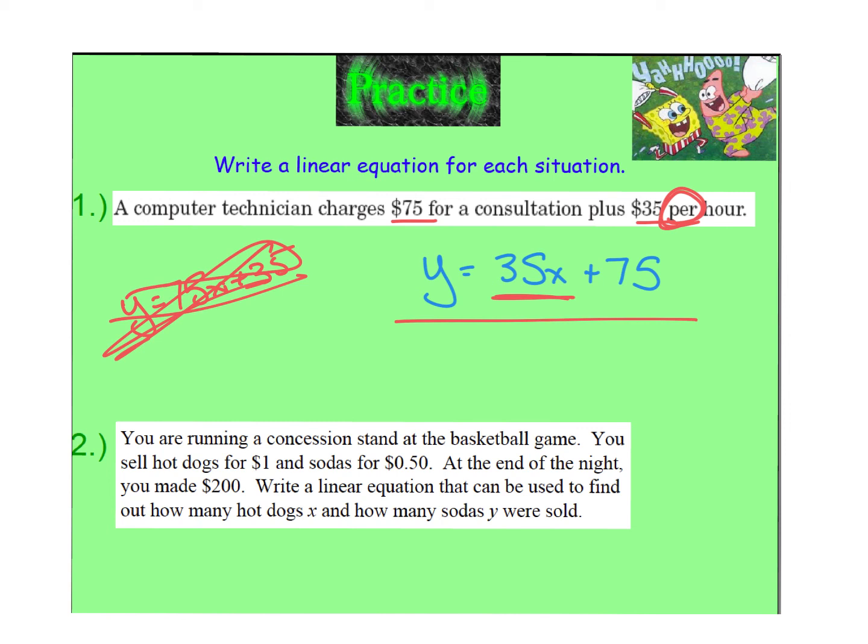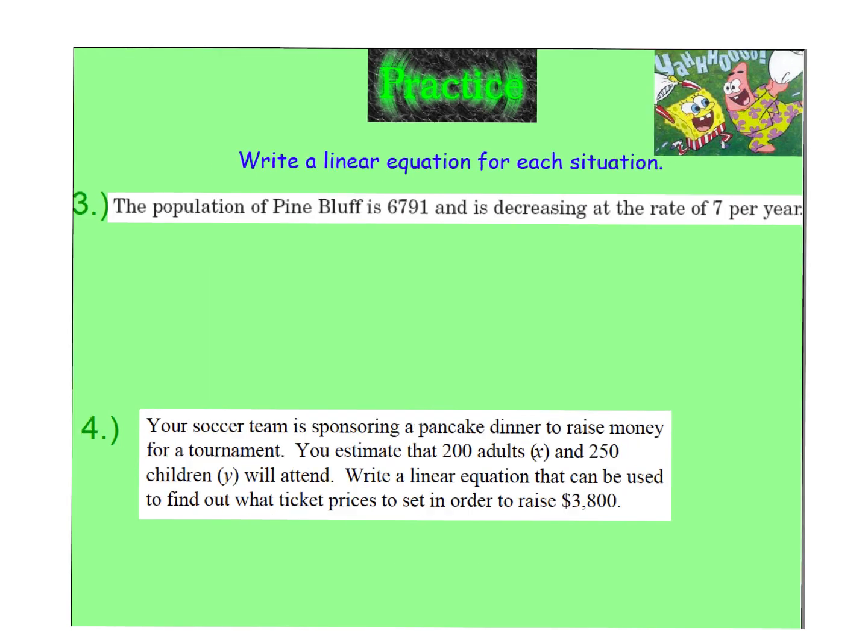You're running a concession stand at a basketball game. You sell hot dogs for $1 and sodas for 50 cents. At the end of the night, you make $200. Hot dogs is thing number 1, sodas is thing number 2, and $200 is your total. Try it again. Pause the video and then come back and see how you do.